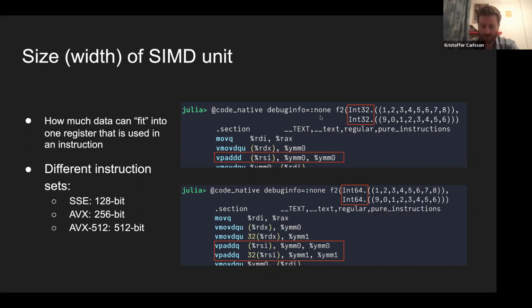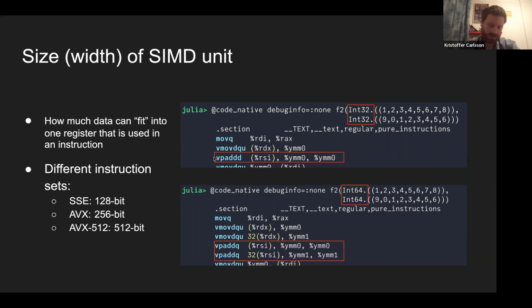So if we go back to our function that executed this SIMD addition, and we put in 8 Int32 numbers, that would be 256 bits. We can see here that the compiler generated one add instruction because it managed to fit 256 bits into one of these boxes. But if I instead change these to Int64, then all of a sudden we can't fit it in one box anymore. Here the compiler generated 2 SIMD instructions, one for the first 256 bits and one for the second 256 bits.